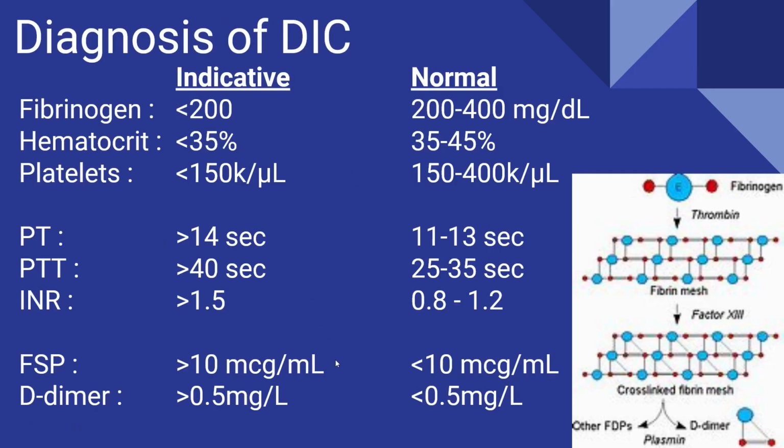Now, another couple labs they'll draw to test for DIC is fibrin split products and your D-dimer. Now, once you've made all these clots, your body's going to start breaking them down like we talked about. And they're going to be broken down to essentially garbage, fibrin split products and D-dimers. And so you can draw that in a lab tube and see how high these values are. And they should be very low, right here, below 10, below 0.5. So anything above that tells you that the body's breaking down a lot more clots than it should be.